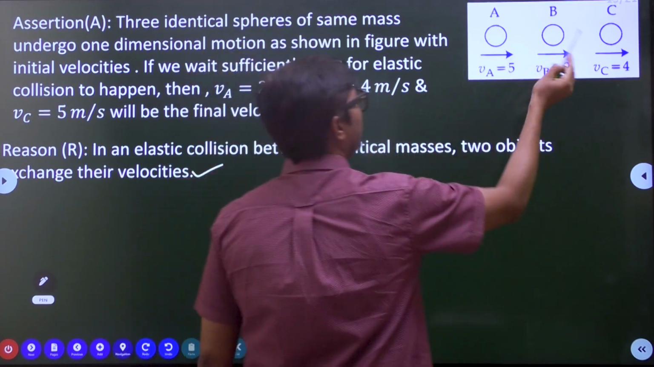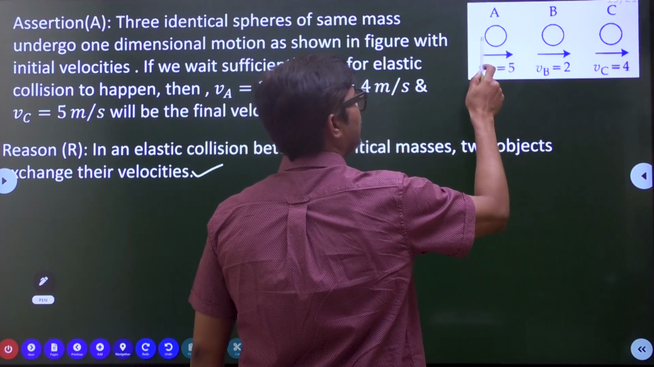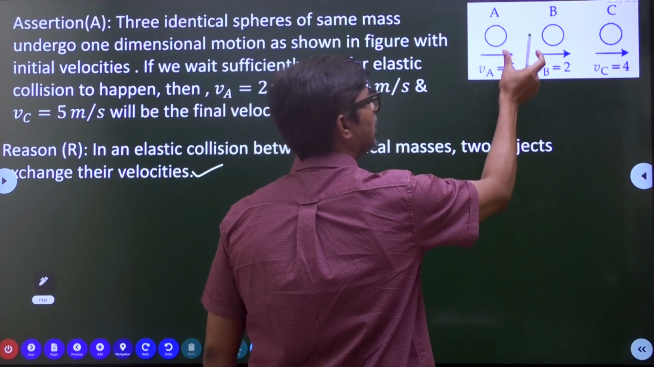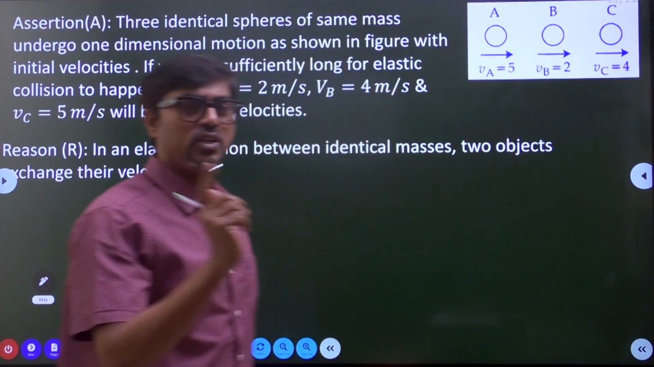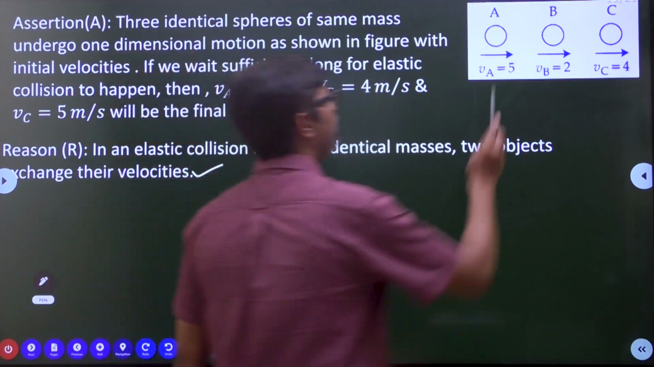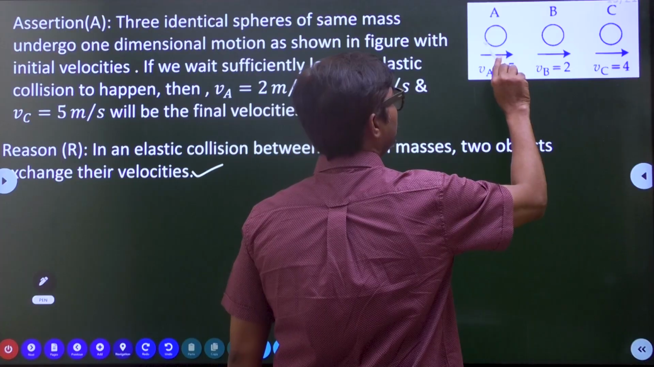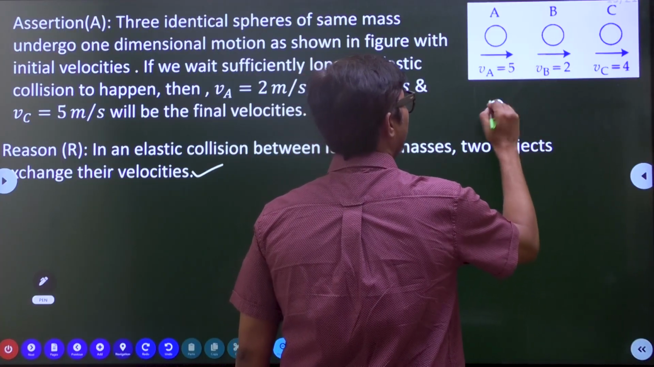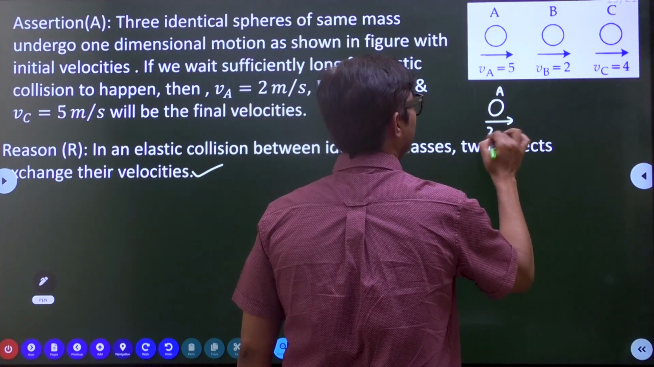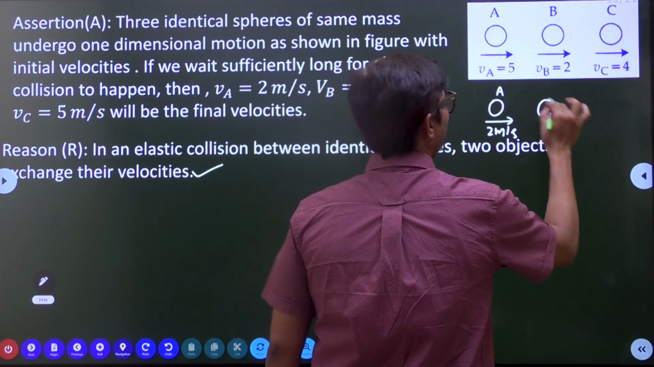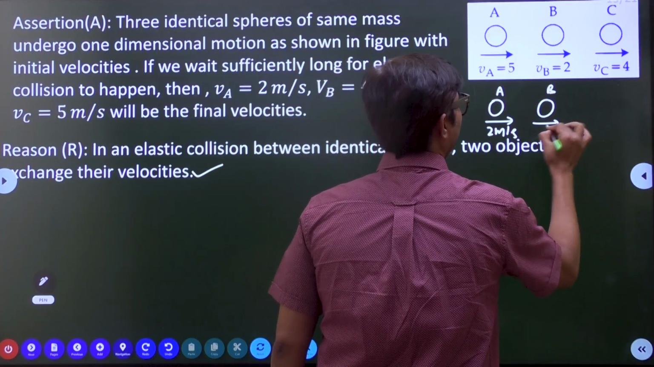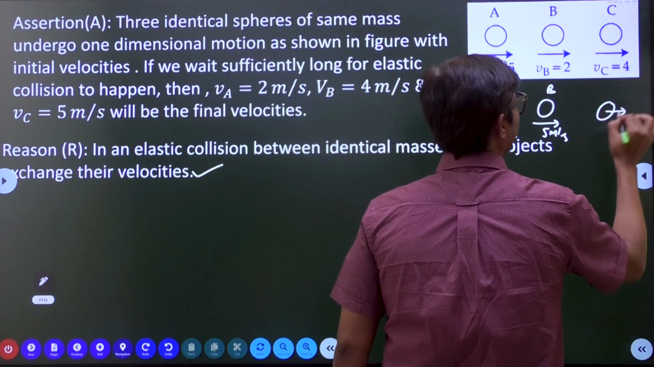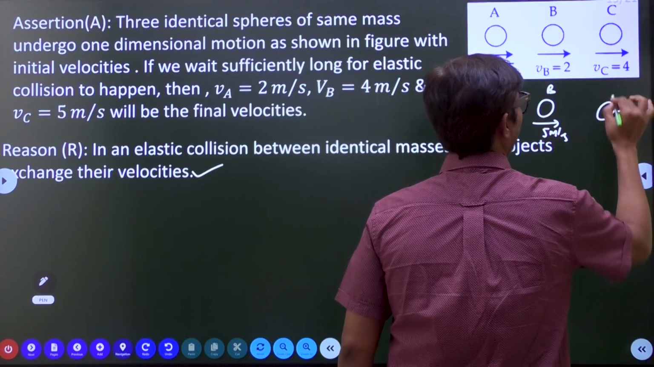But look at A and B. B is the leader and A is the follower, and A is coming faster. So when the follower approaches faster, the separation decreases, and eventually they'll have a collision. Meaning the first collision happens between A and B. Once the collision happens between A and B, they exchange their velocities. So A will have a velocity of 2 meters per second, and B would get a velocity of 5 meters per second. And C would continue going with the same velocity, 4 meters per second, forward.